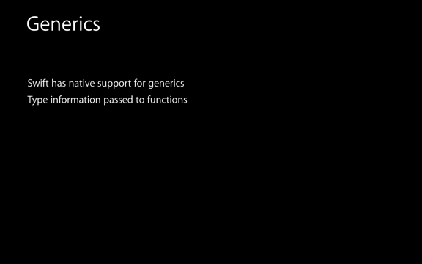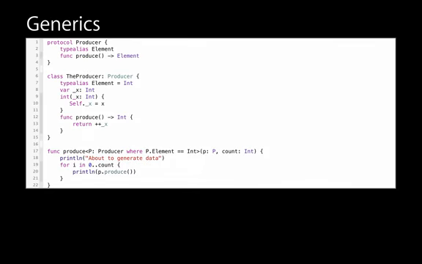lldb can use that same information to reconstruct the meaning of your code. How does that look? Let's say we have a protocol for producing arbitrary things. And then we have a concrete class that conforms to that protocol, and it produces ints. And then we have a function that says, I can accept any producer of things as long as what they produce is int. If I hit a breakpoint, I expect to see my generics resolved.